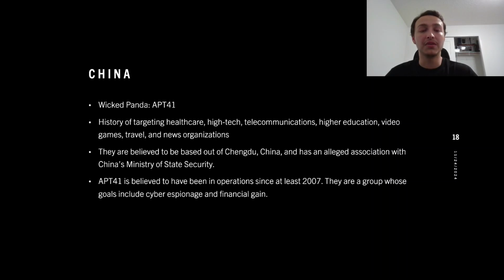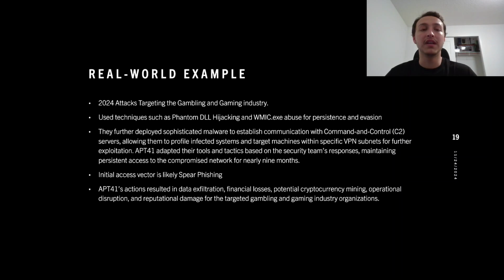APT 41 is believed to have been in operation since at least 2007, and they are a group whose goals include cyber espionage and financial gain. A real-world example of this is 2024 attacks which were targeting the gambling and the gaming industry, where they used techniques such as phantom DLL hijacking and other abuse for persistence and evasion.